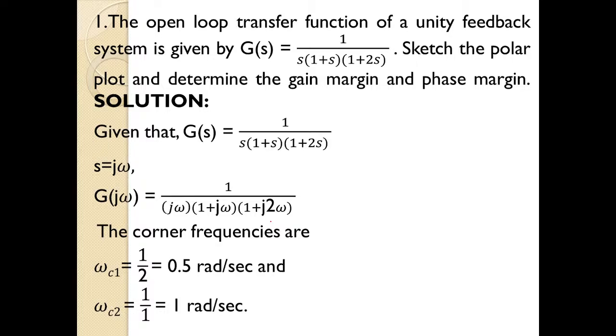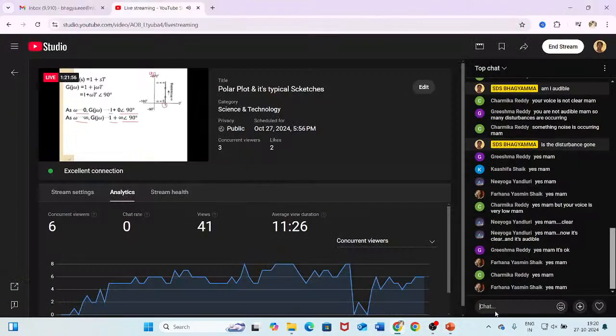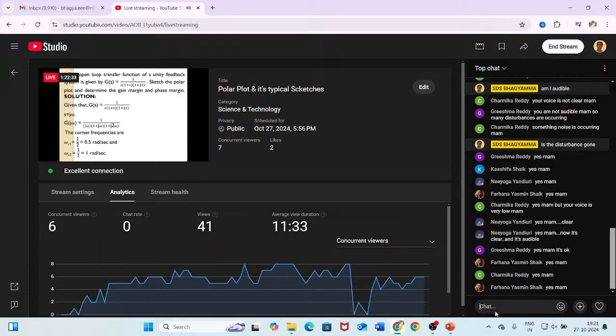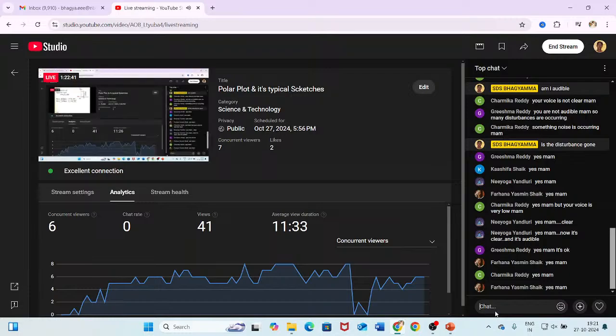So we can solve some numerical problems. If you have a graph in your hand, please inform me so that I can solve a numerical problem now. Do you have graph? Yes or no?